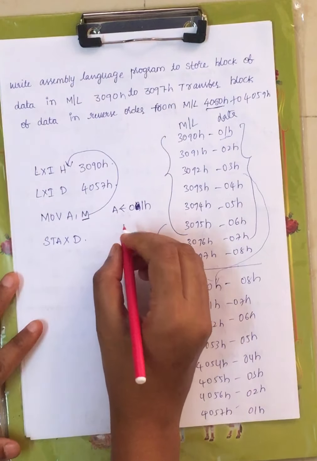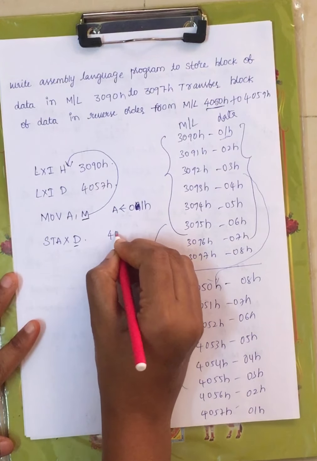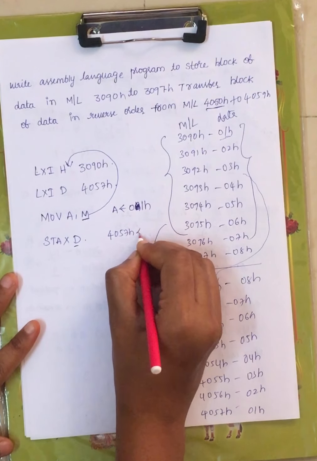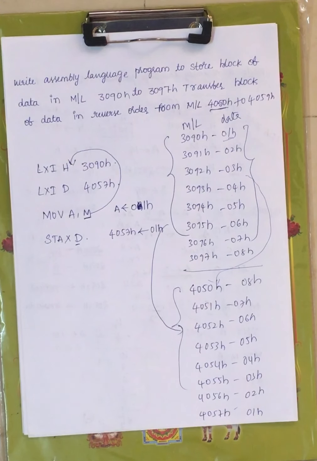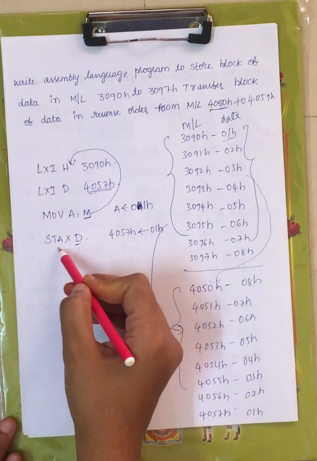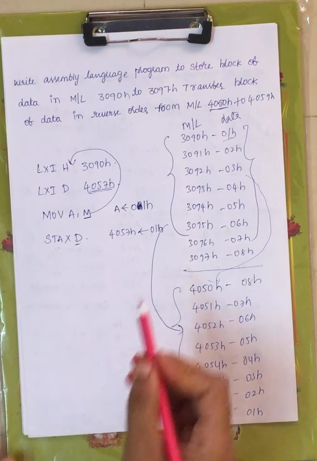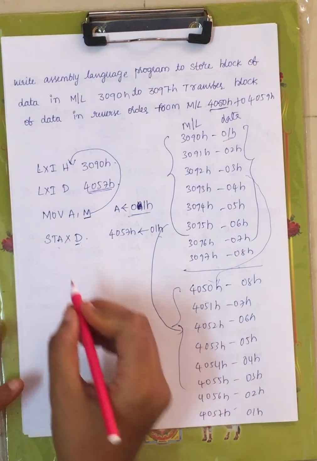STAXD, right? Now what is the operation of this instruction? D is the register pair pointing 4057H. The contents of accumulator are moved to the memory location of DE register pair, that is 4057H. Now DE register pair is pointing to this memory location. To that memory location we are storing the contents of accumulator. What are the contents of accumulator? 01H, right? First data has been transferred from memory location 3090H to 4057H, right?